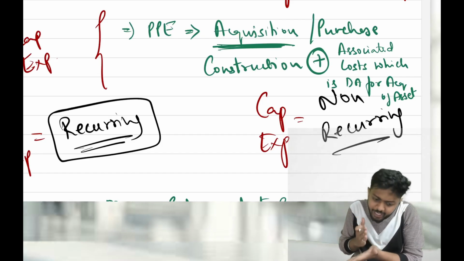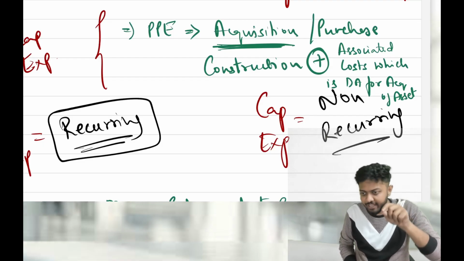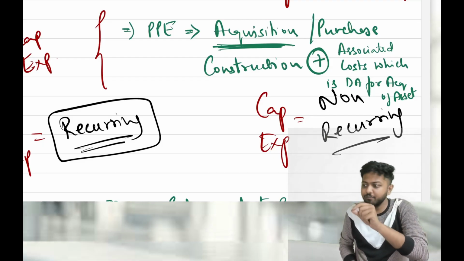Sir, till what point should I consider it as directly attributable? First of all, it should be directly attributable. Okay, and then that expense you should be incurring only for the purpose of acquiring the asset.